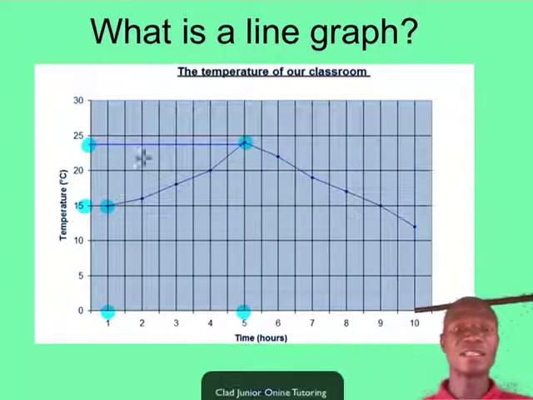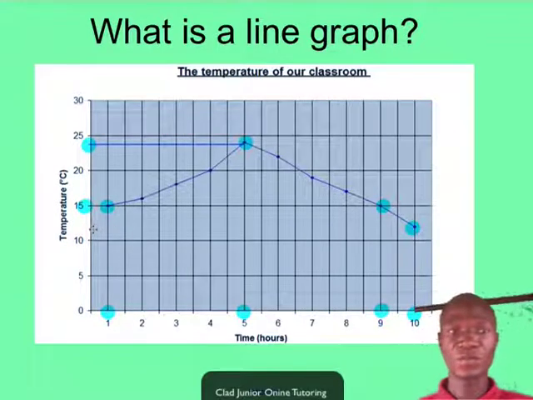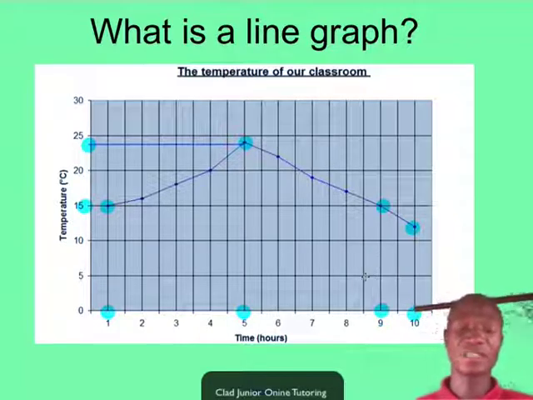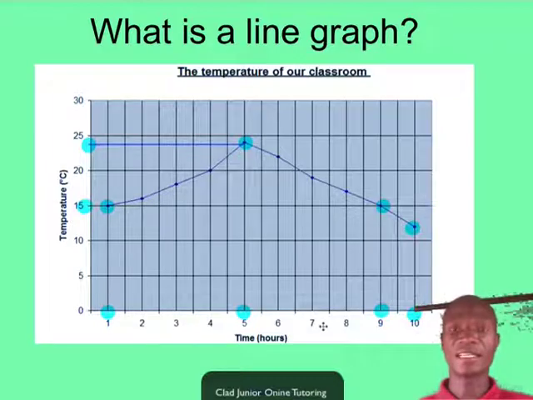The most important thing is to read the line graph and draw the line graph. Let me take the 9th hour. The temperature that was recorded was 15 degrees Celsius. And at the 10th hour is the lowest temperature that was recorded, which is about 12.5 degrees Celsius, but you can say 12 or 13. You are still okay by saying that.